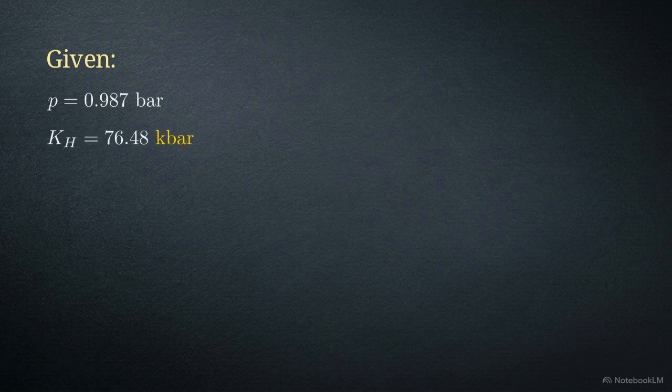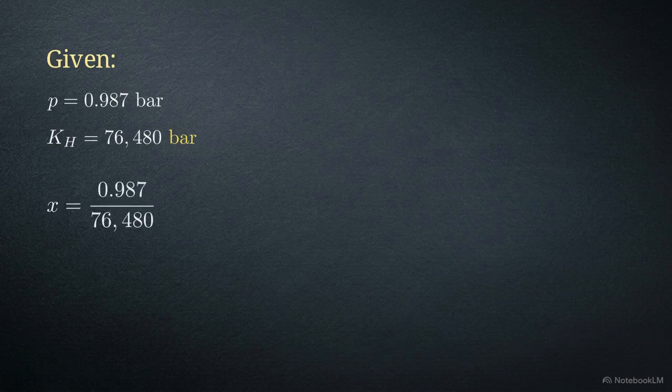Let's apply this to a specific problem. If we have a partial pressure of 0.987 bar and a kH of 76.48 kilobar, we can determine the dissolved quantity. First, we must convert the kilobars to bars to ensure the units match. Dividing the pressure by the constant gives us a mole fraction of 1.29 times 10 to the negative fifth.